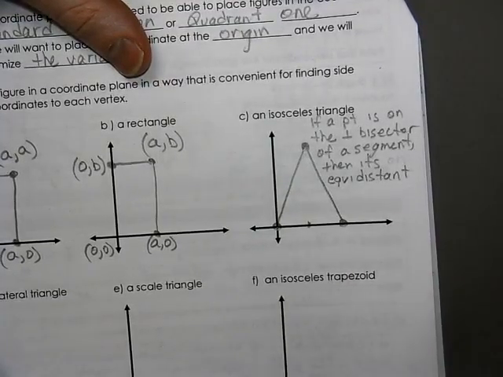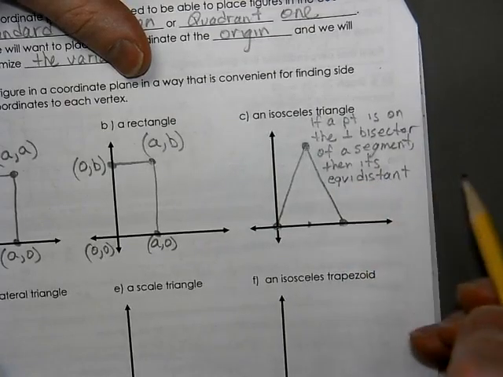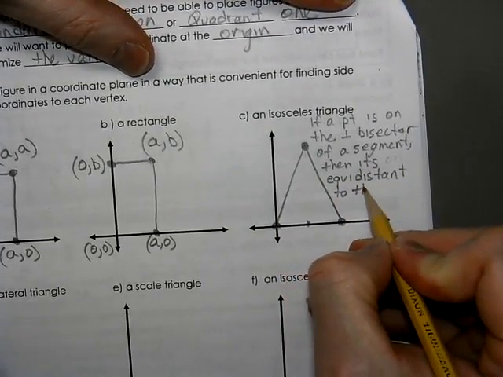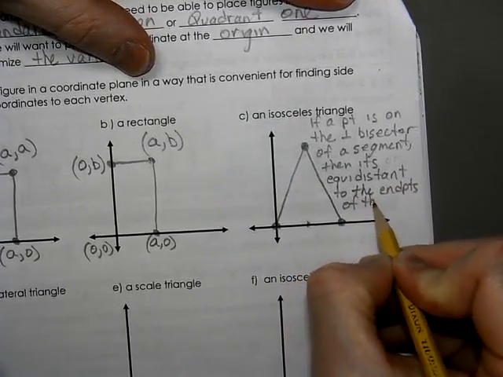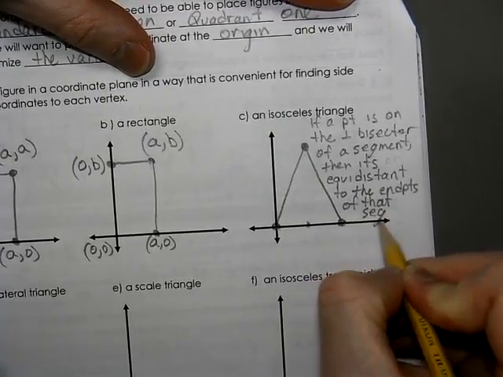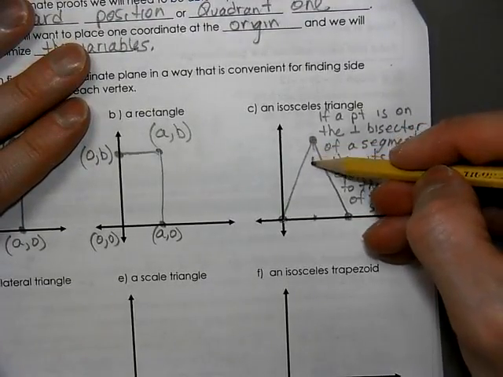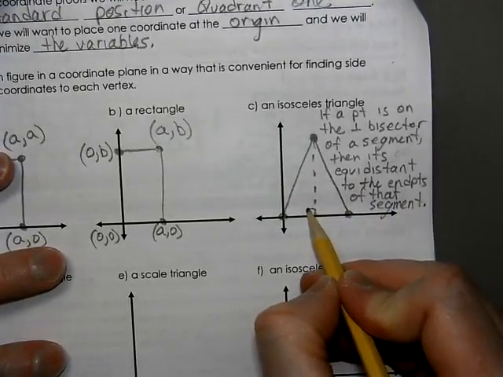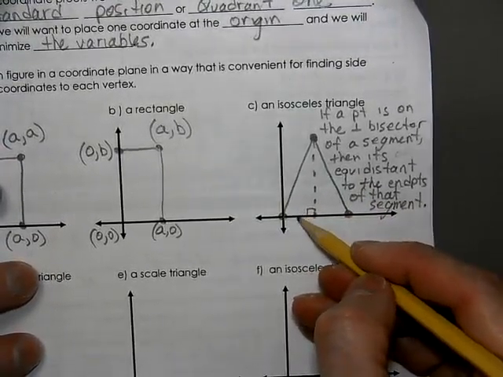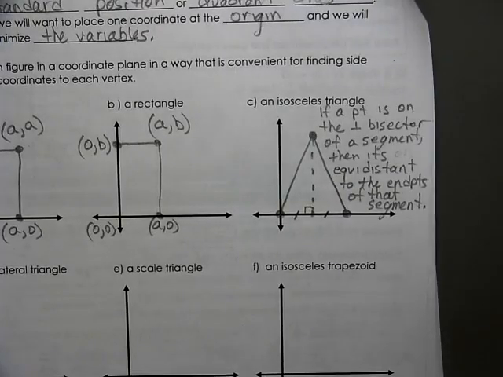Equidistant means essentially it's equal in distance to the endpoints. Then it's equidistant to the endpoints of that segment. So, when we draw perpendicular straight down, we know that that's going to be considered like a height, and this is going to be the midpoint. That's going to help us identify what our coordinates are of that top point.